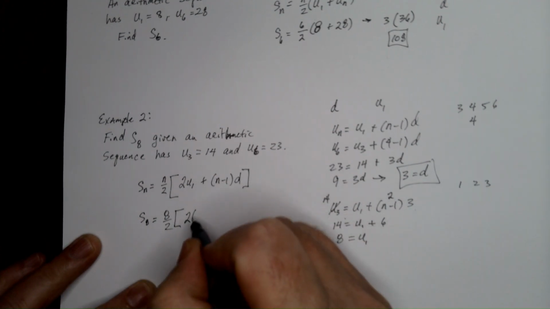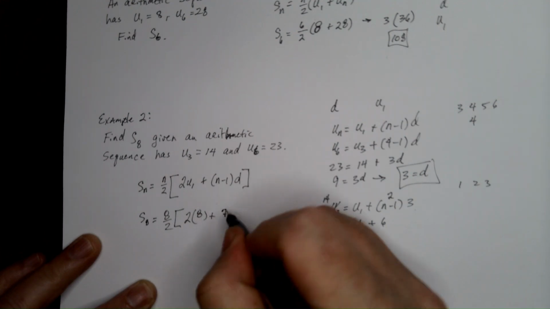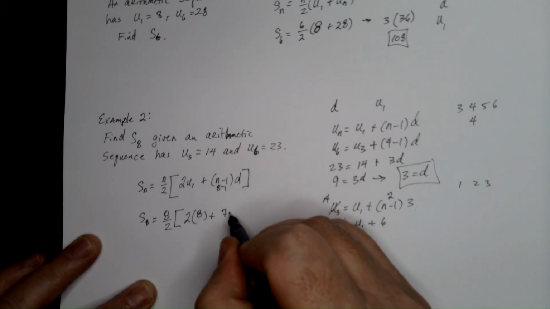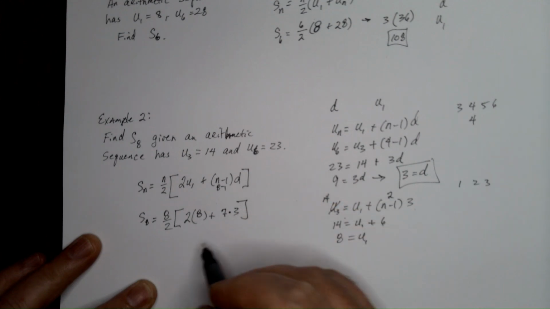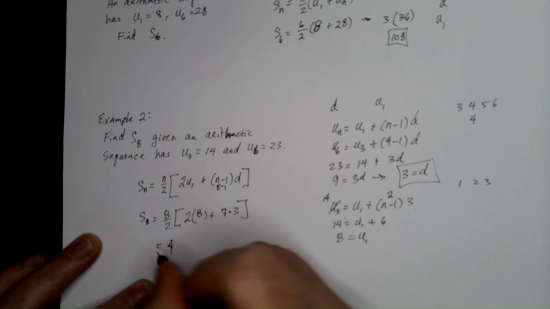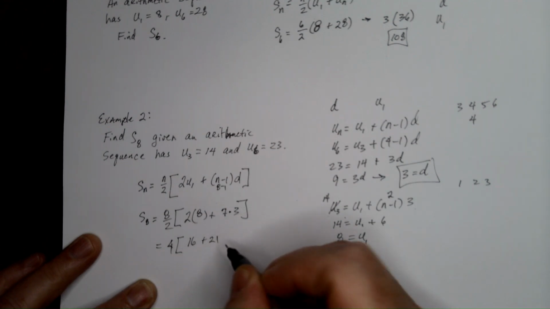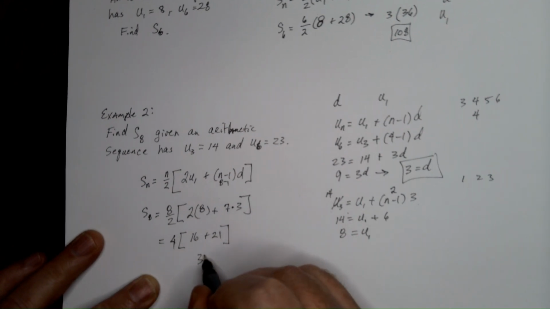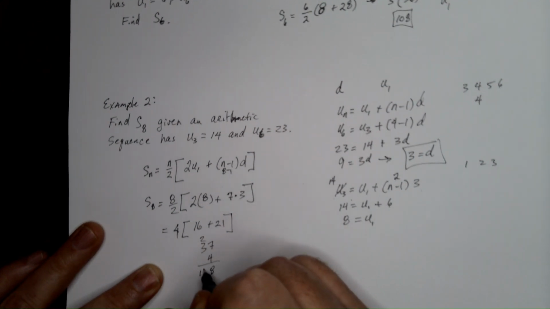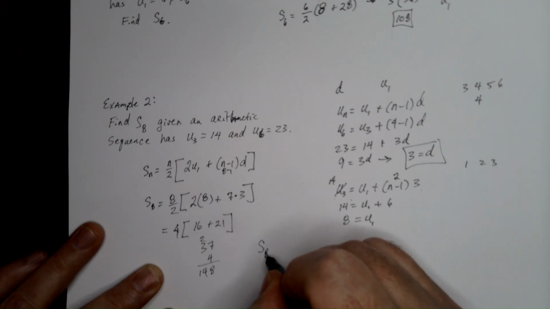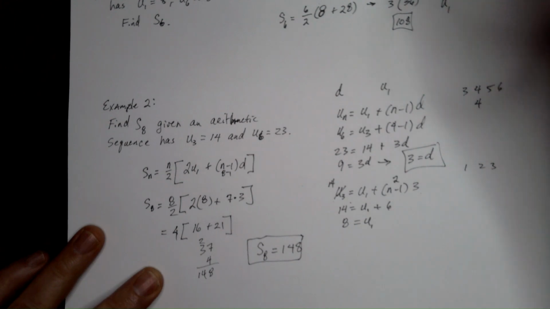2 times u1 is 8, plus 7, right, because it's going to be 8 minus 1, times 3. D is 3. Yep, D is 3. Okay, so 4 is going to be equal to 4 times 16 plus 21. Right, so that's 37 times 4, 8, 2, 12, 14, 148. So S8 equals 148.